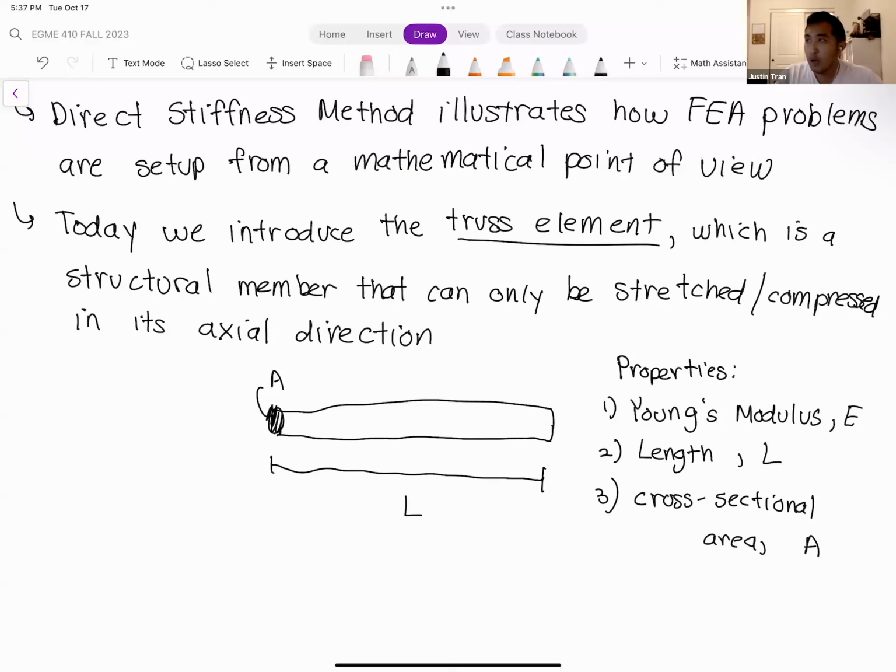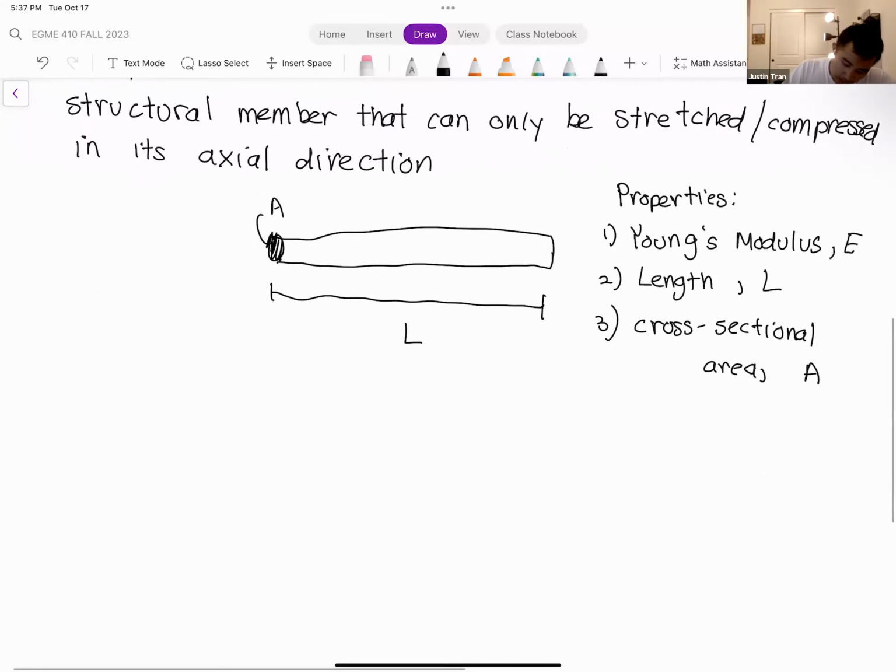The idea here is that we're going to run through basically the same logic and progression that we did for the spring elements, except using truss elements instead. We're going to derive its element stiffness matrix, do some example problems where we do some assembly, apply boundary conditions, and then solve for our solution. So let's start with its element stiffness matrix.